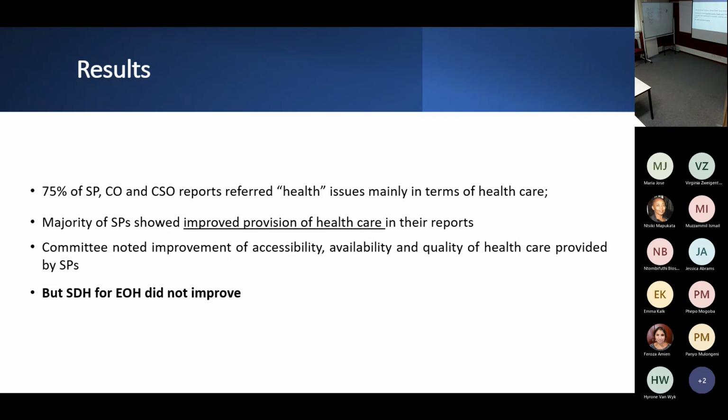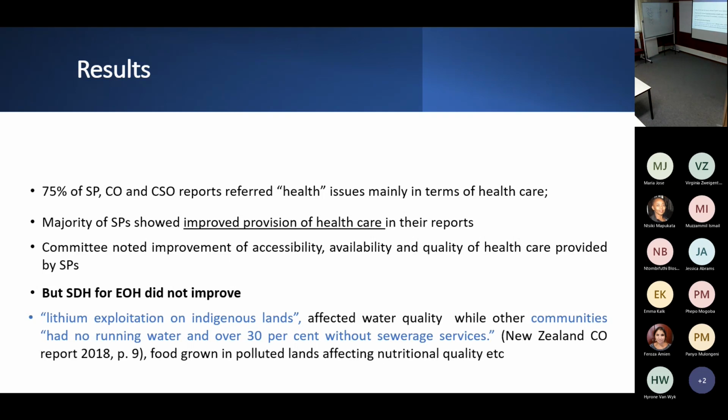So this is what I was talking about. On the social determinants of health for environmental and occupational health, which did not improve, we found these kinds of codes which were pointed out by the committee. In one of the reports, the New Zealand report, the 2018 report, which was also in response to the state party report submitted earlier, we found that lithium exploitation on indigenous lands affected water quality, where other communities had no running water, over 30% without storage services.